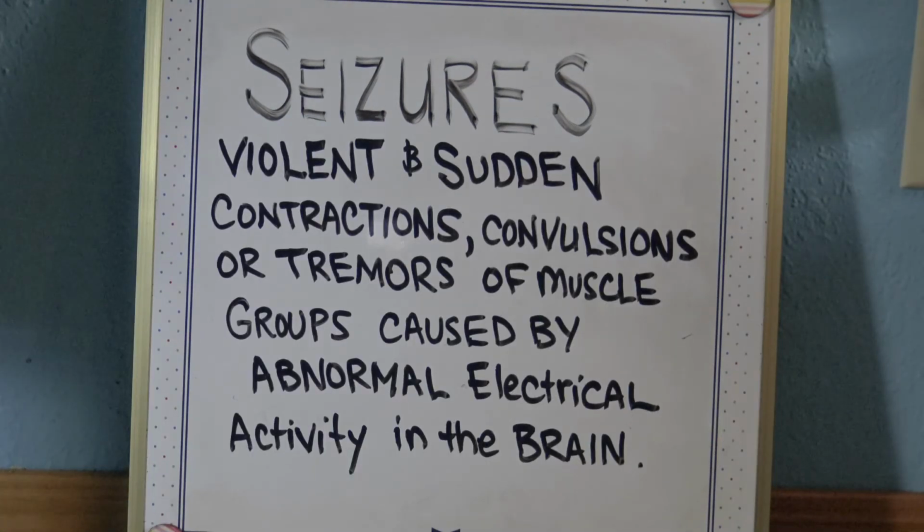Seizures. Seizures are violent and sudden contractions, convulsions, or tremors of the muscle groups caused by abnormal electrical activity in the brain.